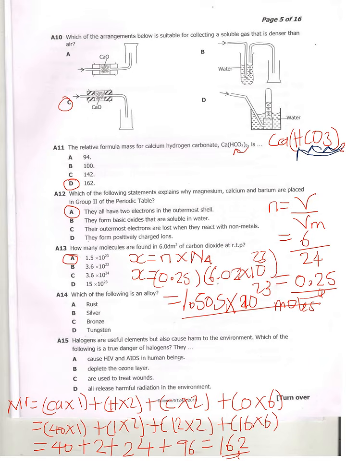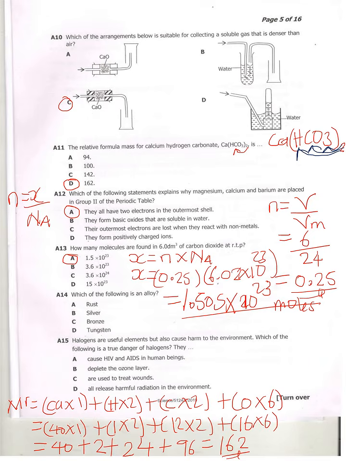Remember to commit the formulas to memory. For the number of moles, or for the number of molecules, ions, or atoms, the formula is number of moles is equal to X over Avogadro's constant. The X can represent the number of atoms, the number of molecules, or the number of particles. So for us to find X, we need to multiply the number of moles by Avogadro's constant.